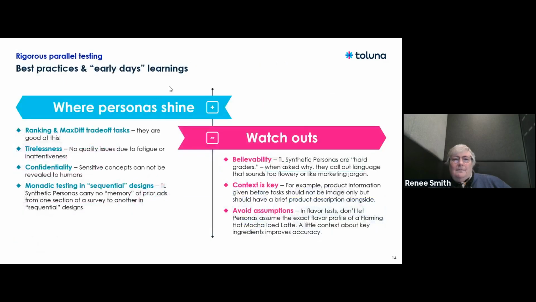We also said that we'd talk a little bit about some best practices, what to do and not to do. Where we have found personas shining so far, they are really good at ranking and max diff trade-off tasks. That was actually the first solution we rolled out a year ago because we saw how good they were at that. They're tireless. Earlier I showed you, even when they're presented the same question again and again, they might grumble about it, but their goal is to provide an honest answer based on their profile. So you don't get those quality issues that are due to fatigue or inattentiveness.